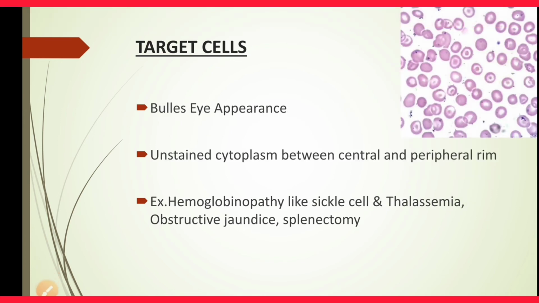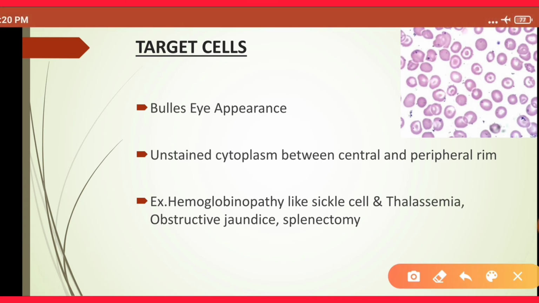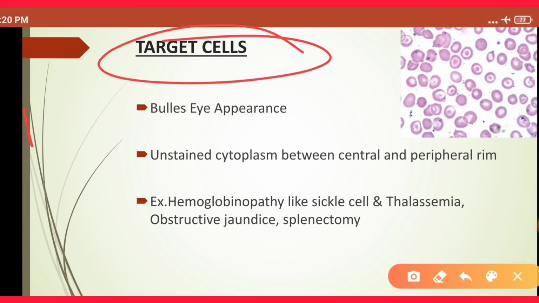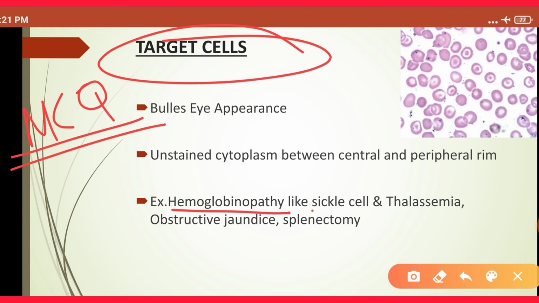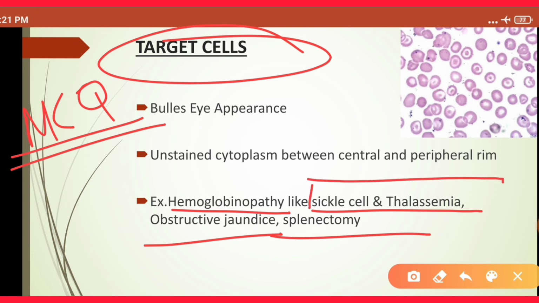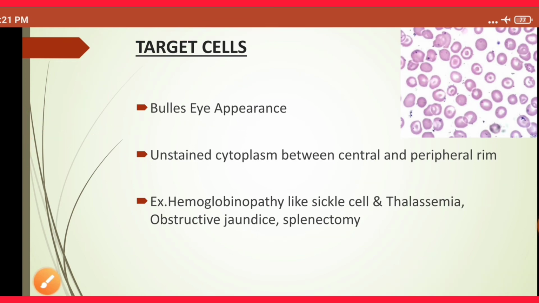The third cell that can be seen in hemolytic anemia, and which is the most important one, is the target cell. It's the most important MCQ frequently asked in the exam. These target cells are particularly seen in hemoglobinopathies, like sickle cell and thalassemia. It can be seen in splenectomy and obstructive jaundice as well. So if you have a sickle cell or thalassemia like disease, you will have target cells in your peripheral smear. A target cell looks like a bull's eye.